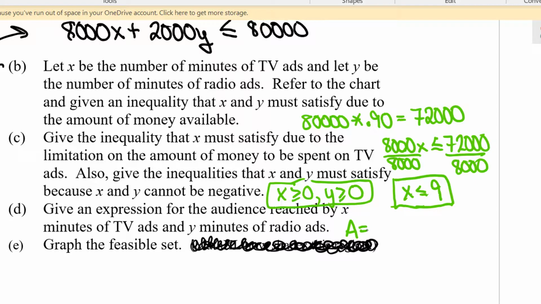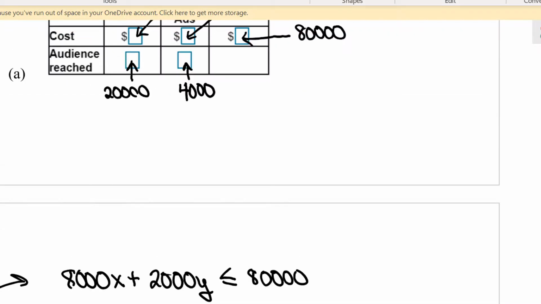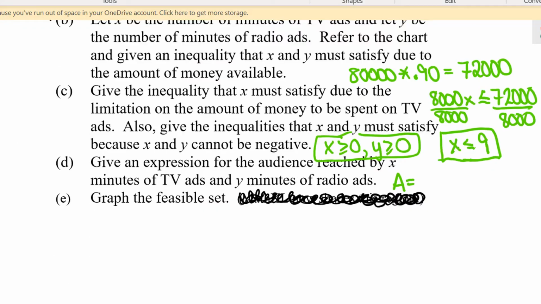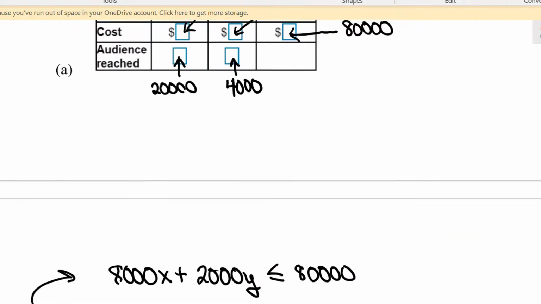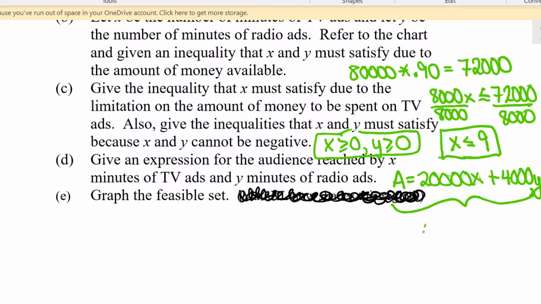She wants to reach the largest amount of people while staying within her budget. So how many people for TV? 20,000 per minute. So it would be 20,000x plus how many by radio? 4,000. So it would be 4,000y. So like I said, this right here is our objective function.